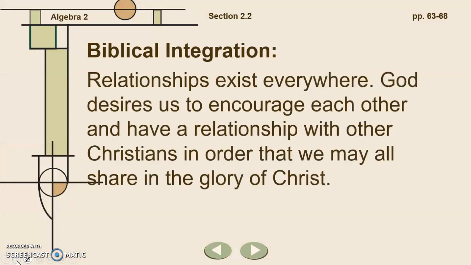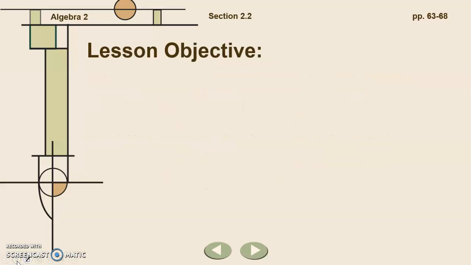Our biblical integration is this. Relationships exist everywhere. God desires us to encourage each other and have a relationship with other Christians in order that we may all share in the glory of Christ. In math, we have relationships between numbers. When we look at our ordered pairs, we had a relationship between that x value and that y value. The y value is determined by the x value. So we see relationships all throughout math and science and in our own personal relationships.